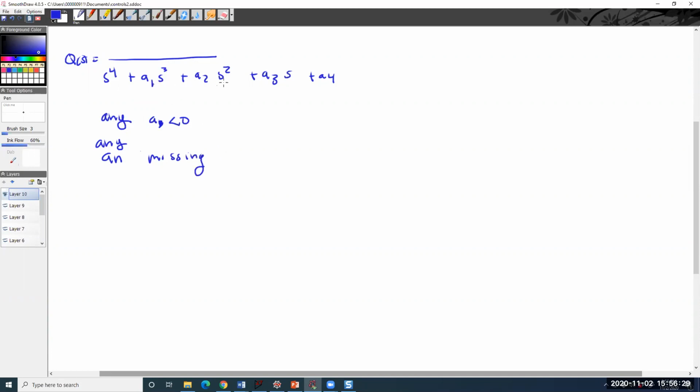So if any one of these is less than 0, even if 2 are, even if 3, even if 4, right? It'll be out of control. If anything is missing, it'll be out of control. Now, if all of them are missing, it's something divided by S to the fourth. That's a fourth integral.